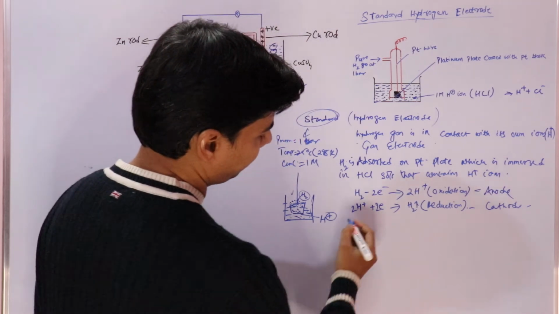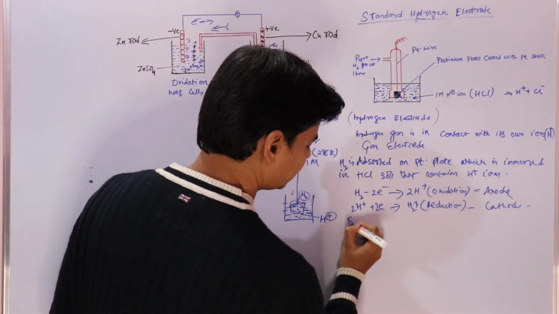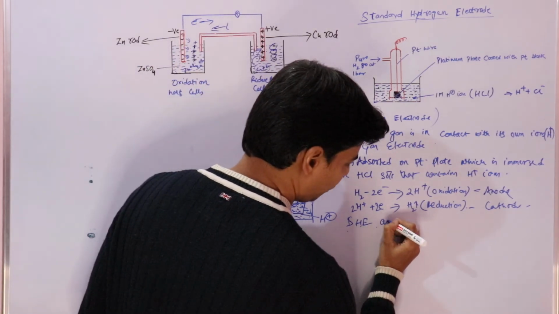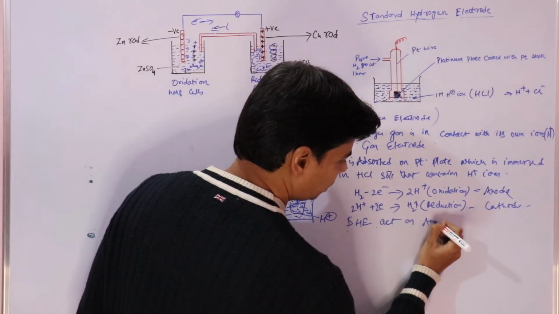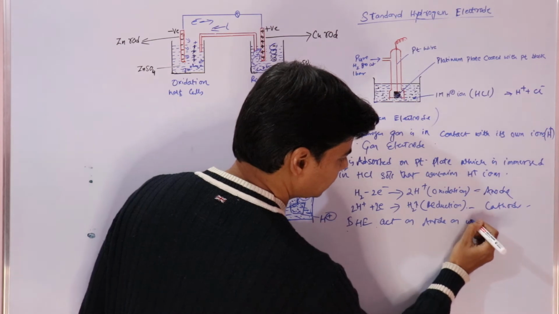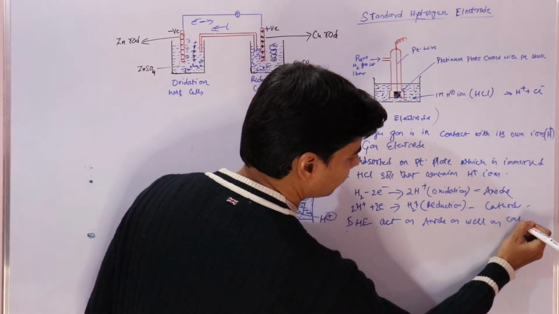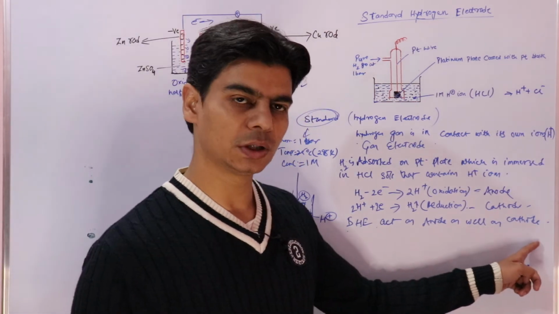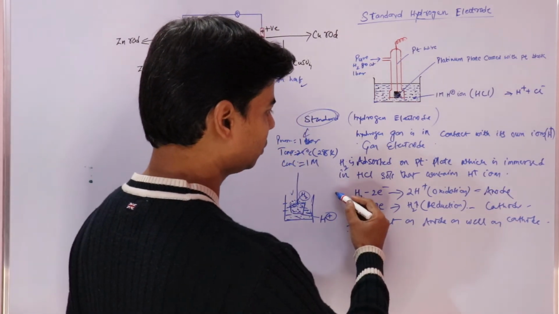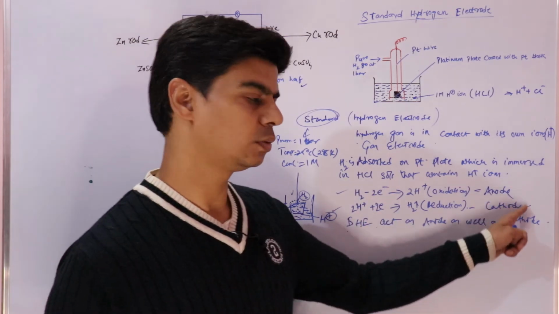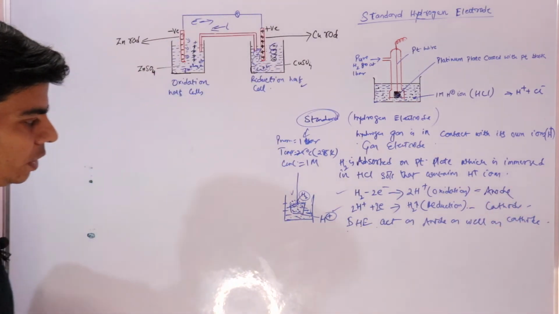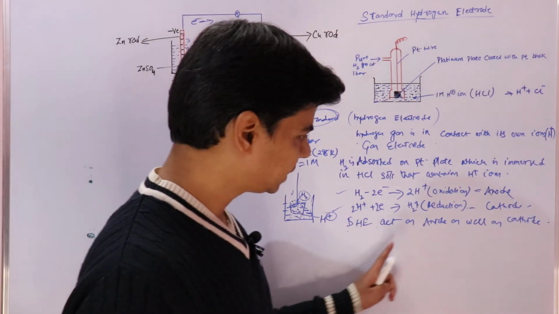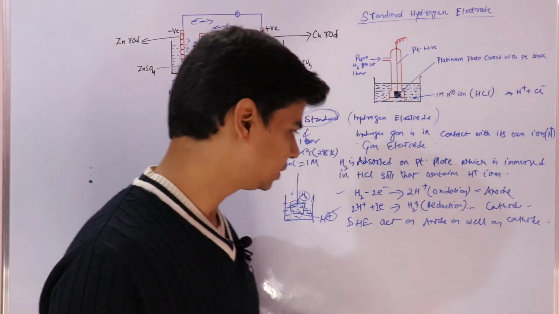So we say that SHE, the standard hydrogen electrode, acts as anode as well as cathode. This is clear: it can act as anode as well as cathode because it can undergo oxidation as well as reduction.